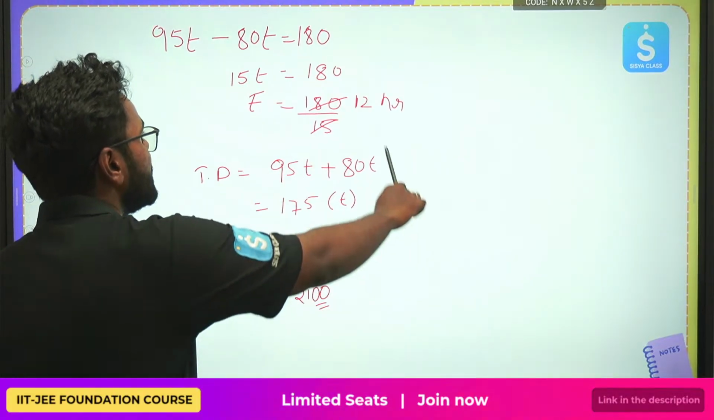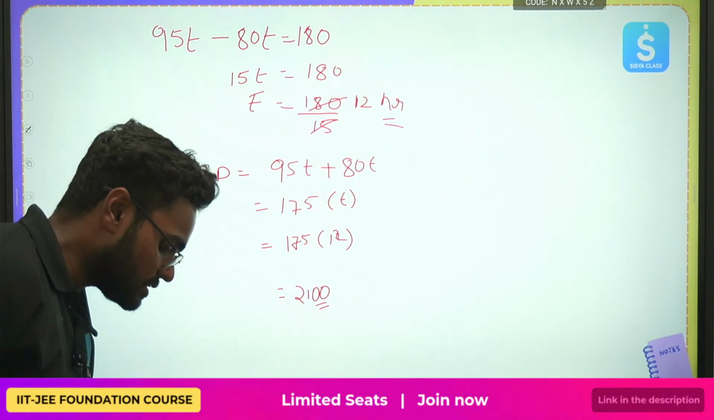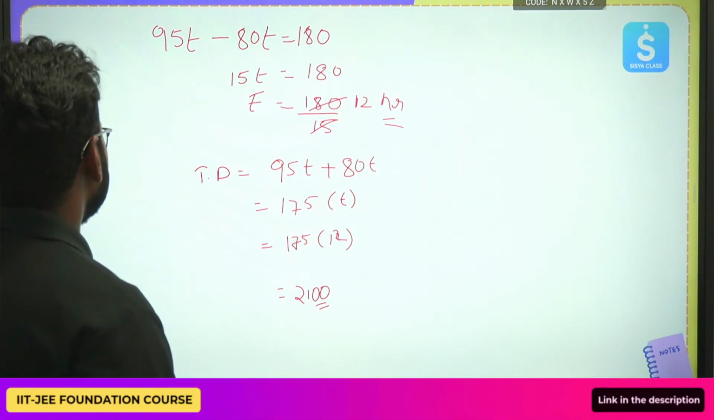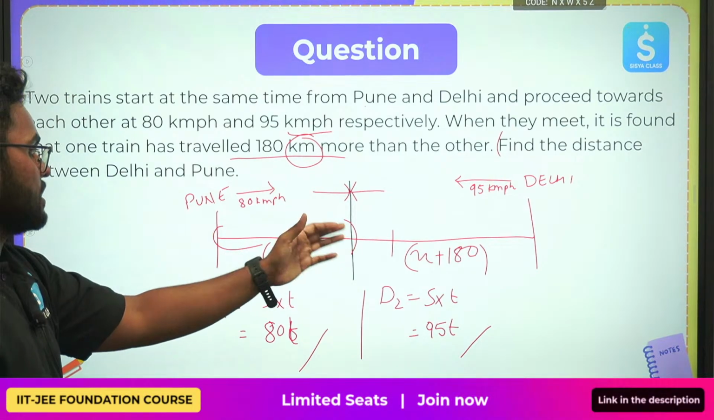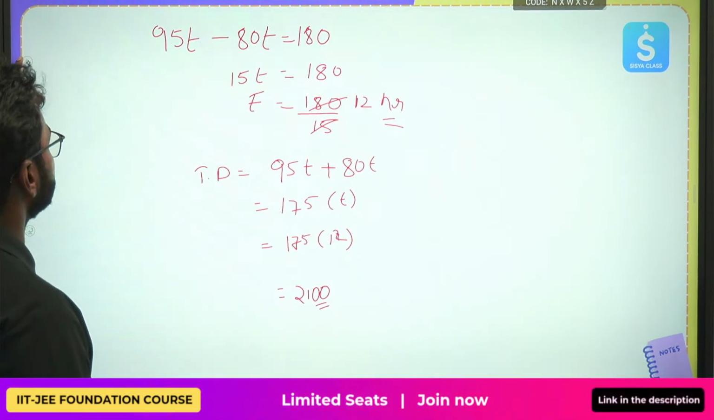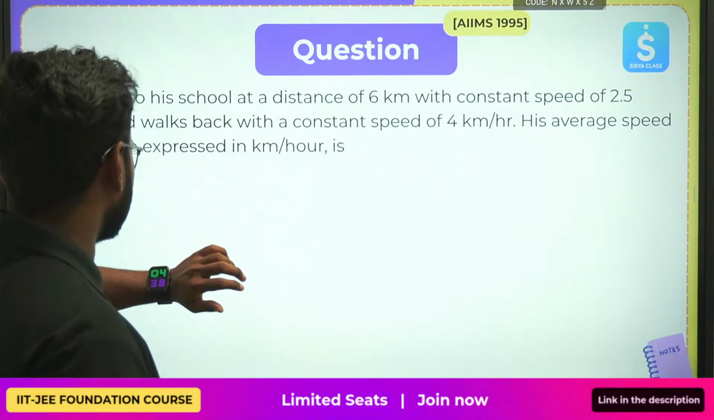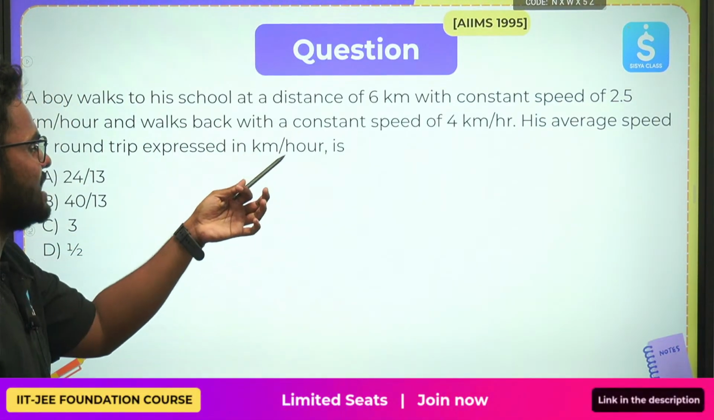They'd be meeting after 12 hours. So the total distance would be the distance covered by train 1 and train 2, which is 2100 km. Chalo. Now, this is an easy question. It was asked in AIIMS 1995.